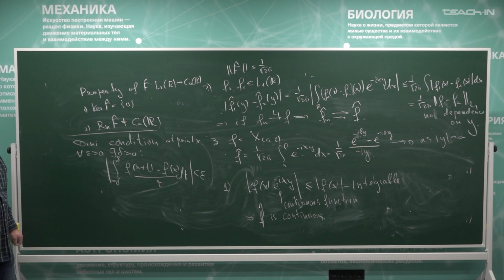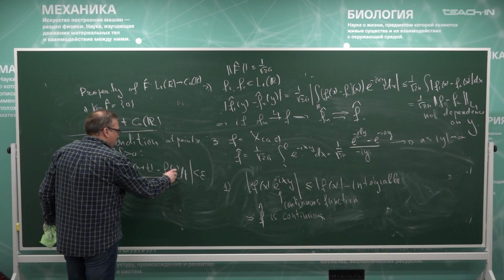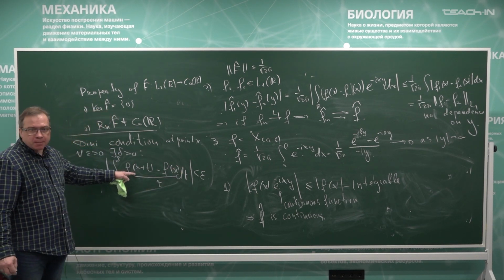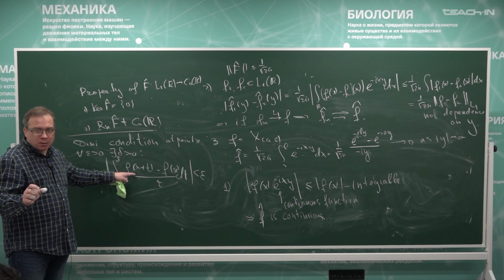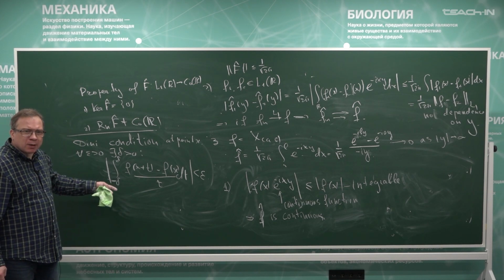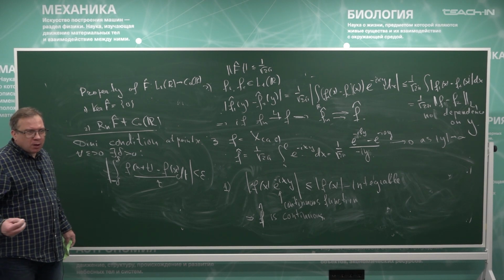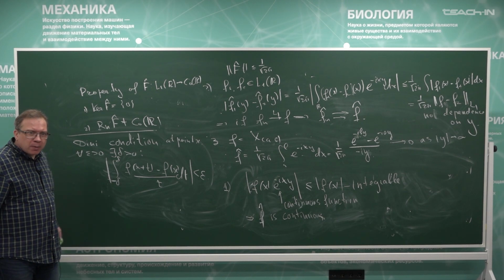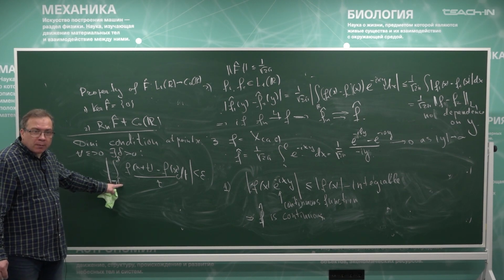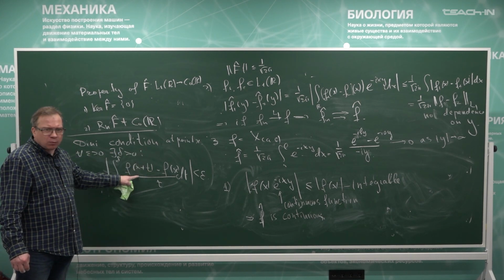Dini condition at point x: for any epsilon positive, there exists delta positive, such that... It is like a smoothness condition, the existence of a derivative in an integral sense. It is approximately a derivative at point x. We have this ratio, and if we take the limit as t goes to 0, we obtain the derivative if the function is differentiable. But the function may be not differentiable and still have this property. Then we say that the Dini condition at point x is fulfilled.